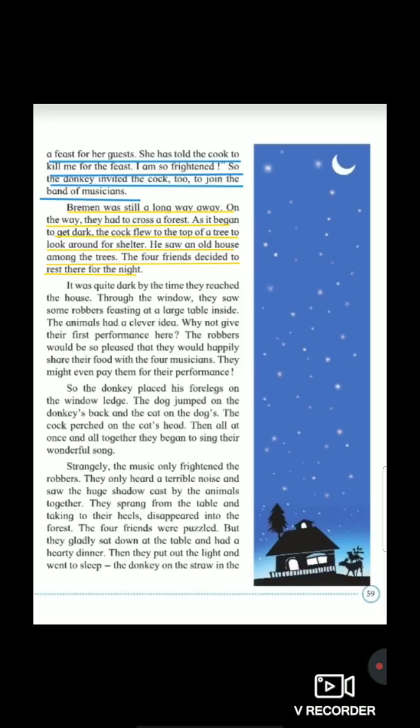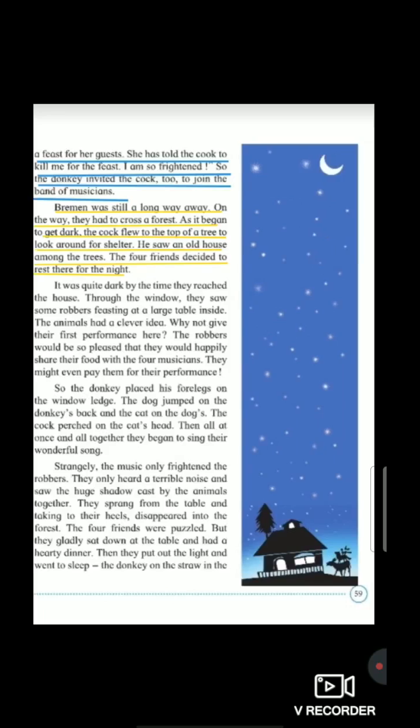So now students, this paragraph tells us that Bremen was still a long way away. On the way they had to cross a forest.